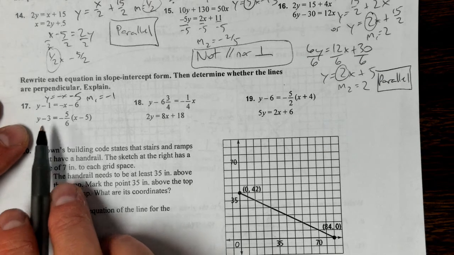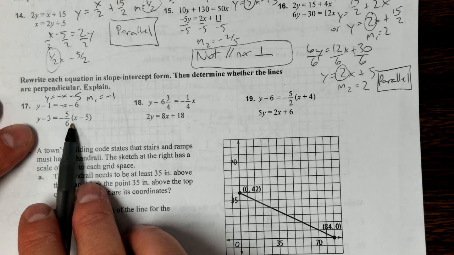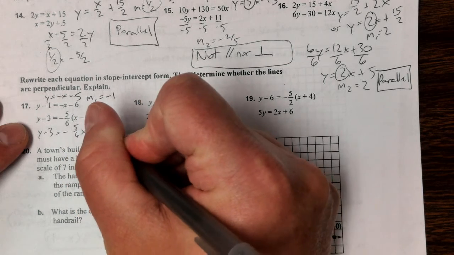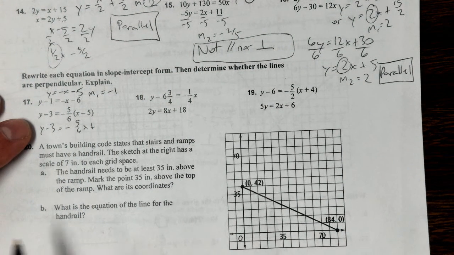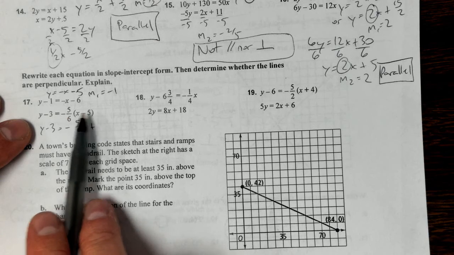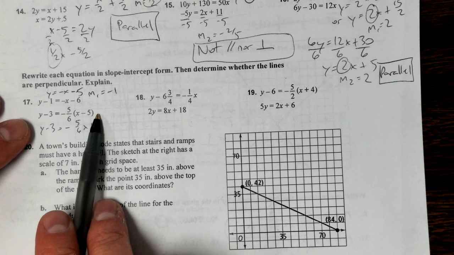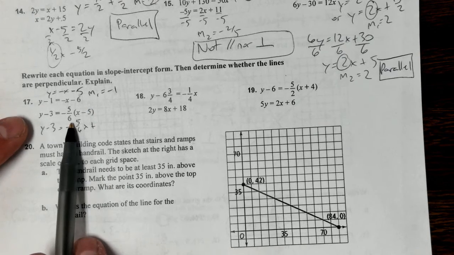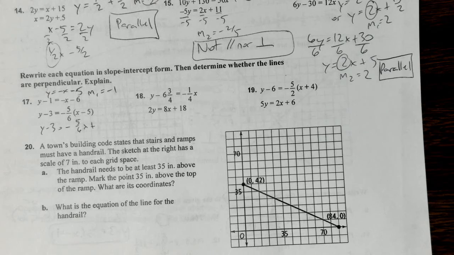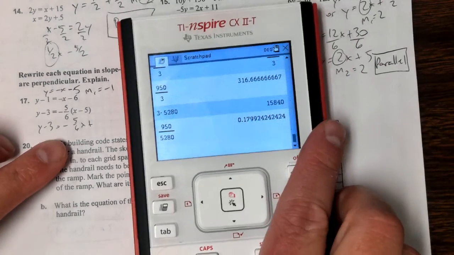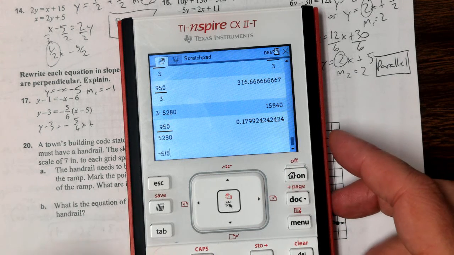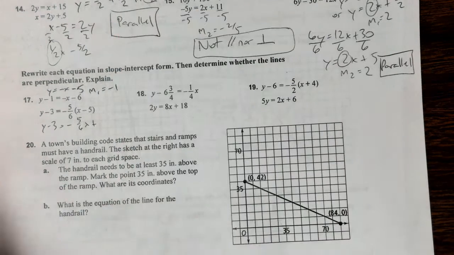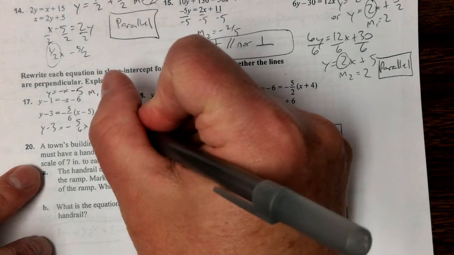On this one, what we have to do is distribute the negative 5/6 first. So y minus 3 equal negative 5/6 x plus, when you're doing 5/6 times 5, you're just multiplying your numerator by 5, not your denominator, and you should get 25/6. Let me show you that on the calculator also. So I'm doing negative 5/6 times negative 5, and you get positive 25/6. So 25/6 goes there.